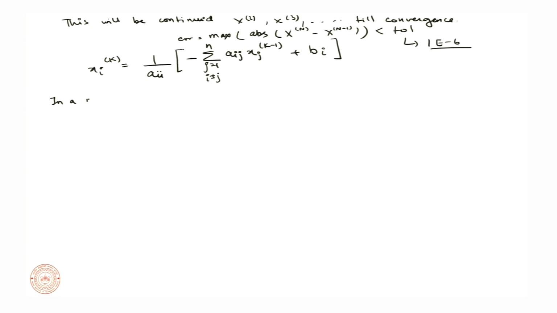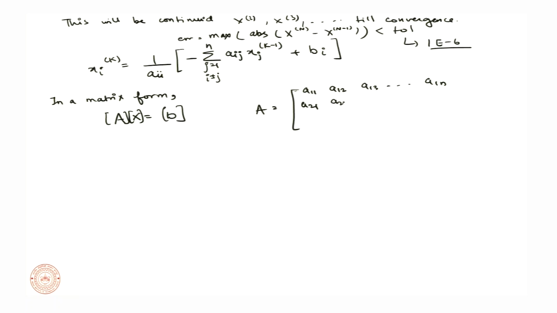Okay, in a matrix form, if say Ax equals to b, so a matrix into x vector equals to b vector, where a matrix is this big matrix a11, a12, a13 all the way to a1n, a21, a22, a23 all the way to a2n, then an1, an2, an3, ann. Okay, so you have this matrix.